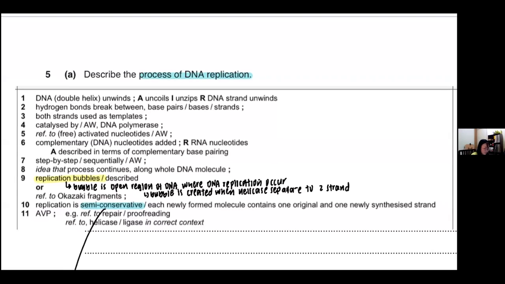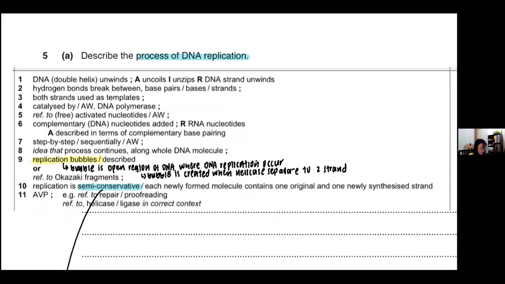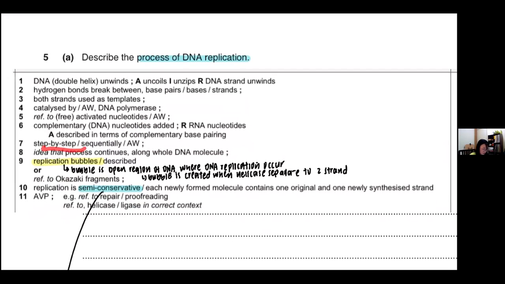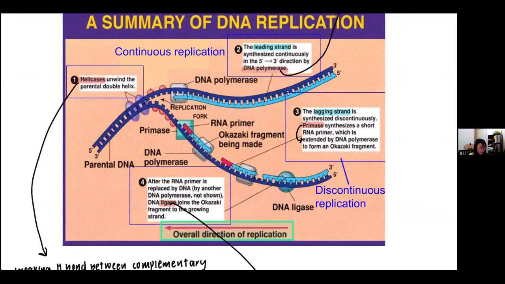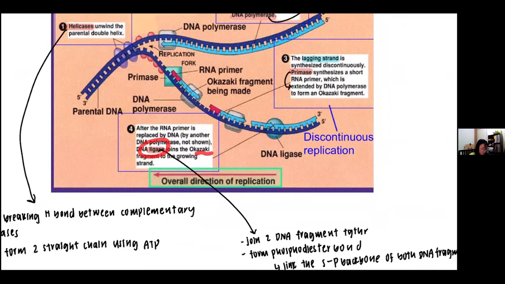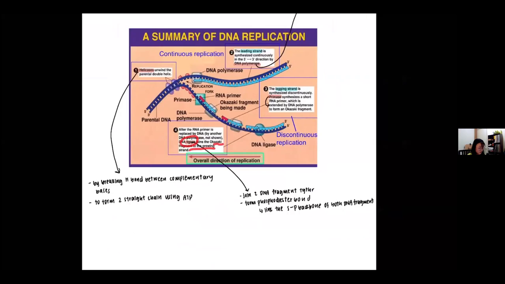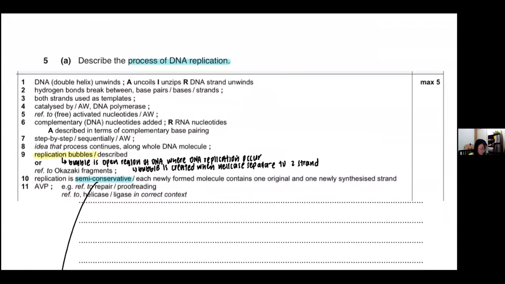So helicase will unwind the parental strand. Then hydrogen bonds will break between them. Both strands will act as a template. The polymerase will add a free activated nucleotide, as I mentioned earlier. Then you need to describe it step by step. You can say after the DNA polymerase, then you can talk about the ligase joining the Okazaki fragment to the growing strand. So here, replication bubble.